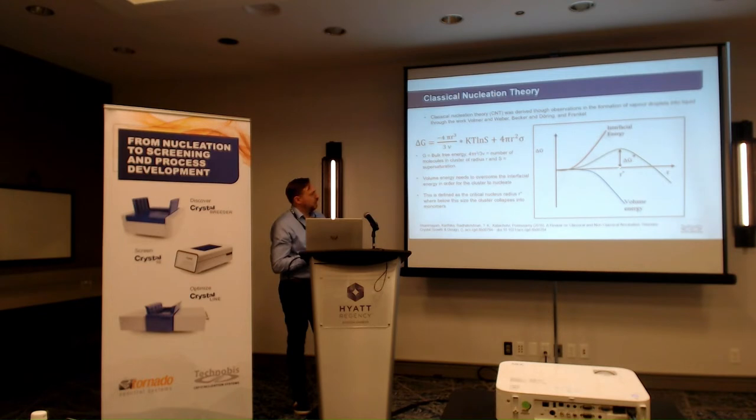Essentially, until the volume energy is able to overcome the interfacial energy, any nucleus that has a radius below this will just collapse back into its smaller form and then be dispersed back into solution. However, once you reach the point where the Gibbs free energy becomes favorable, where the volume energy has overcome the interfacial energy, you get a successful nucleus forming, which then becomes a crystal over time.